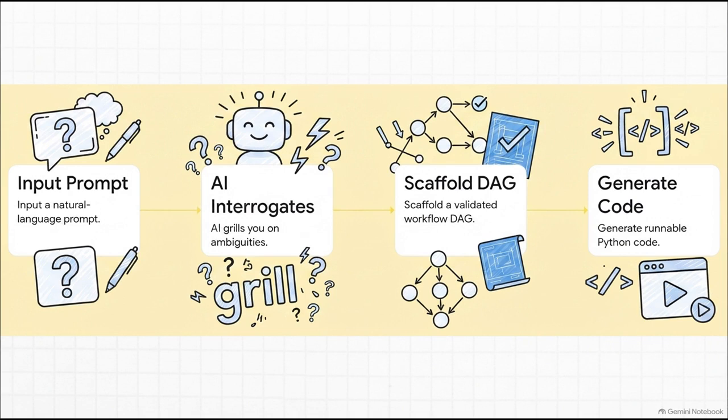Well, they use something called the Grummy loop, and I love this concept. Instead of you just tossing a prompt at the AI and hoping for the best, the AI actively interrogates you. Step 1, you input a natural language prompt describing your goal.